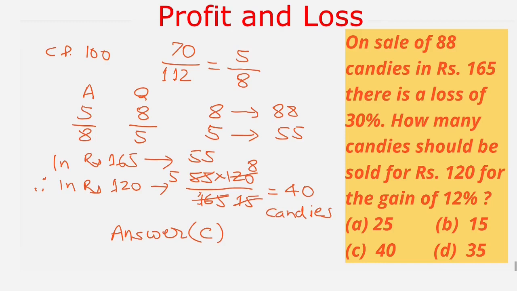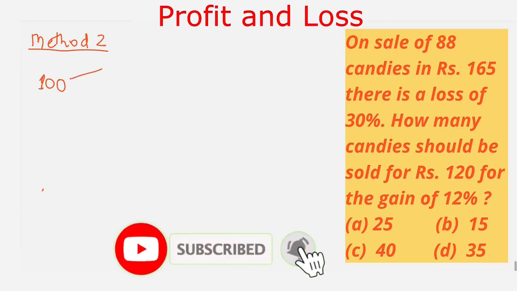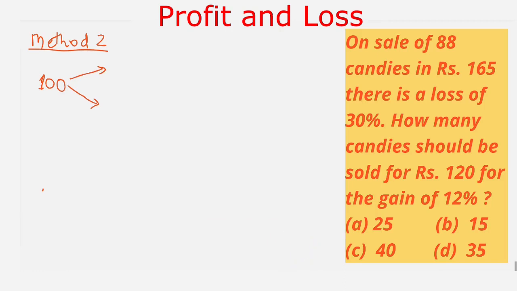This is the method by which we can solve such types of questions. Now we solve the same question by method number 2. Let our cost price be 100. Earlier it was sold at a loss of 30%. It means that the selling price was 100 minus 30, which is 70. And later we want a gain of 12%, then the selling price should be 112, as 100 plus 12 is 112.